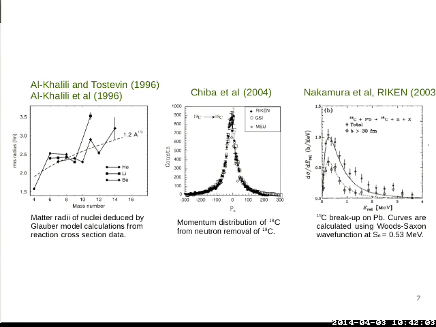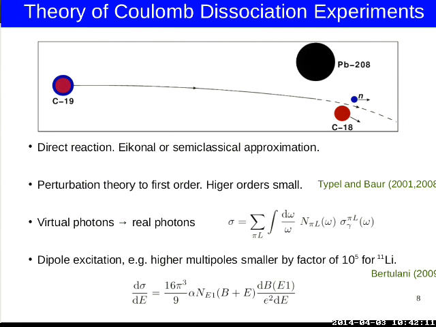I'll say a few more words about Coulomb dissociation reactions because that's what I'm going to focus on for the rest of my talk. Here's a simple cartoon of what happens. You have this carbon-19 incident on lead-208, a highly charged target. And that's the trajectory in the semi-classical approximation. That's the traditional, the well-known Rutherford trajectory.